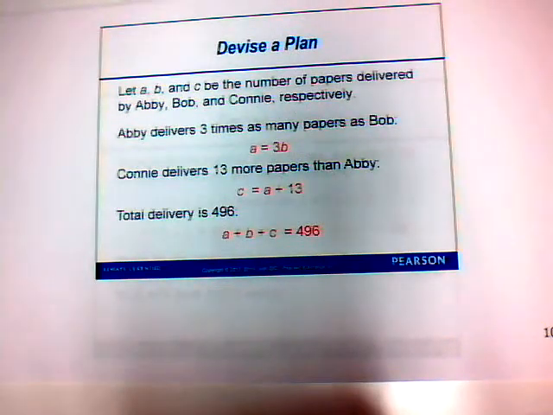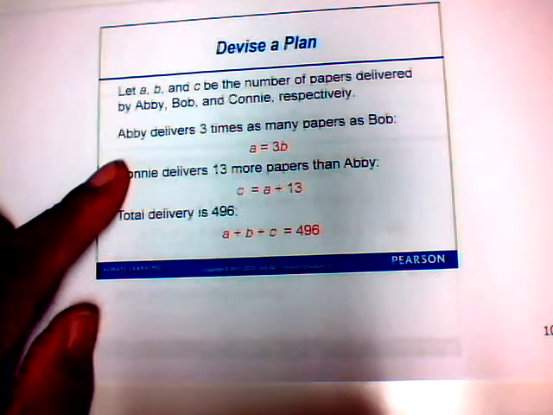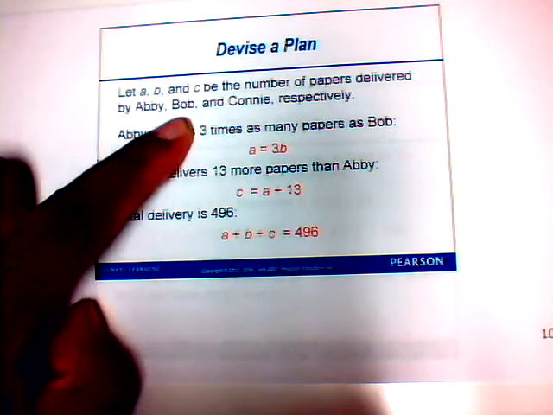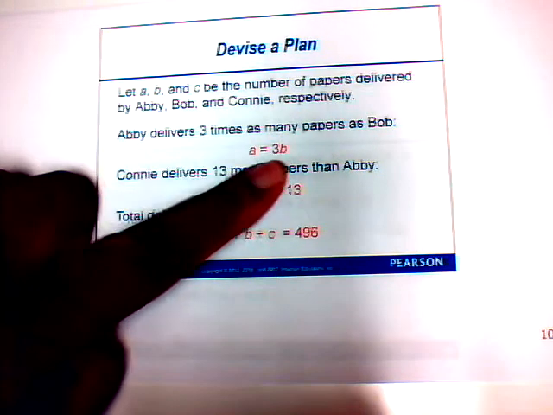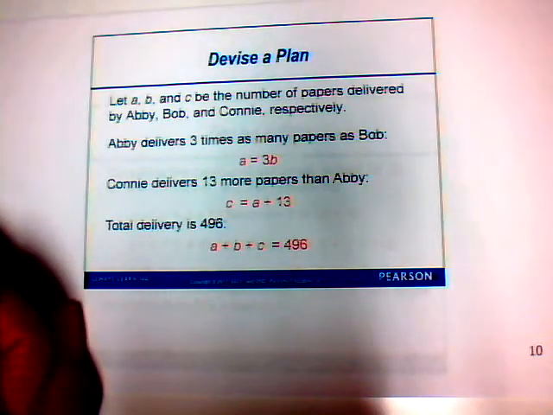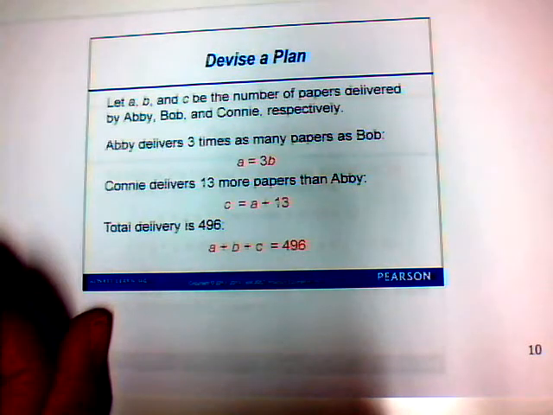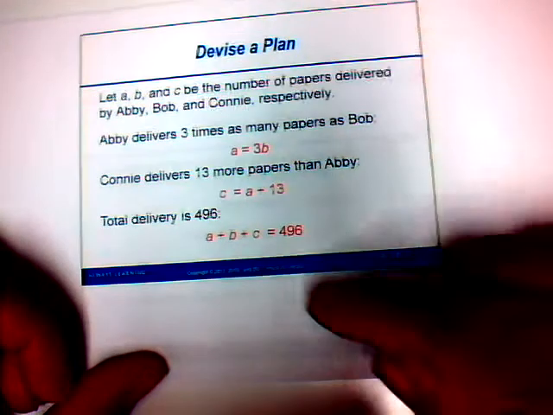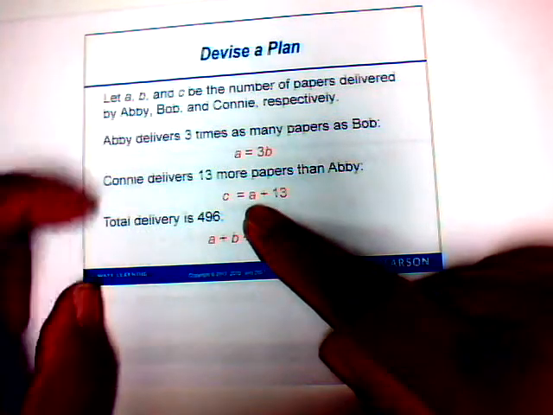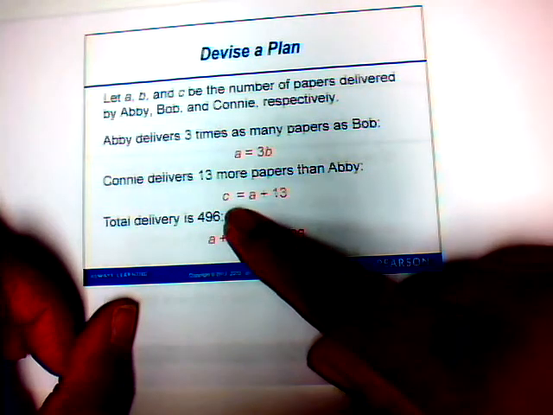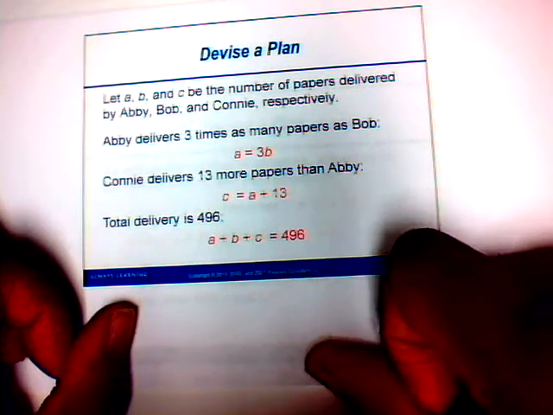So we're going to let A, B, and C be the number of papers delivered by Abby, Bob, and Connie, respectively. Abby delivered 3 times as many papers as Bob. So if we're letting B be the number of papers that Bob delivers, then A would be 3 times B. Connie delivered 13 papers more than Abby. Well, A is the number of papers that Abby delivered, so C, Connie's number of papers, will be A plus 13.